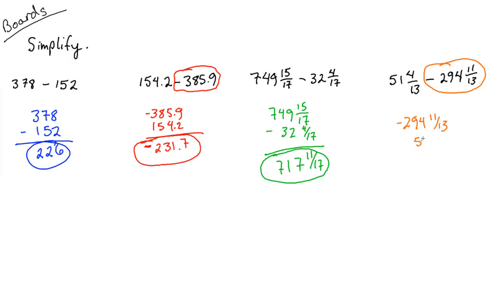And then that's a 51 and 4/13. So we're subtracting because they're opposite signs. 11 minus 4 is 7/13. 4 minus 1 is 3. 9 minus 5 is 4. And 2 minus 0 is 2. And the strongest one wins, negative 243 and 7/13.